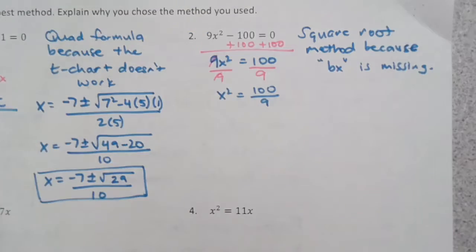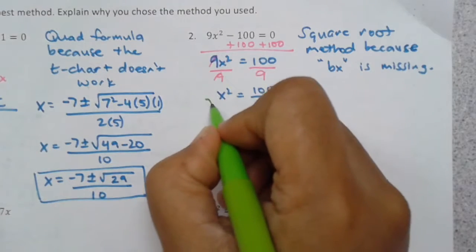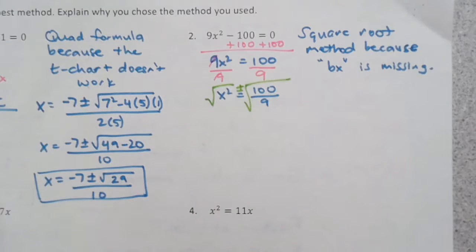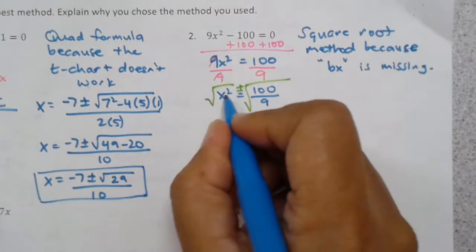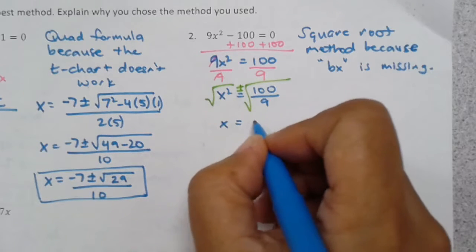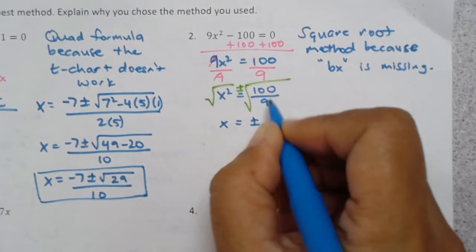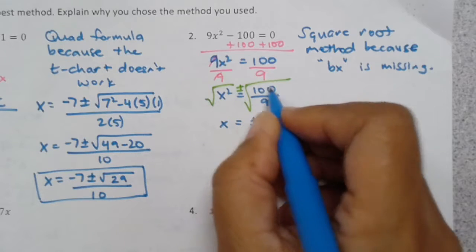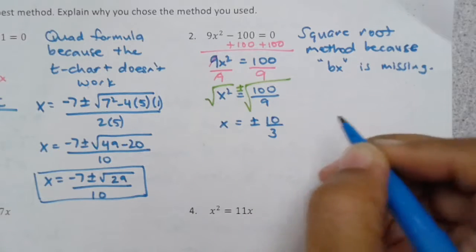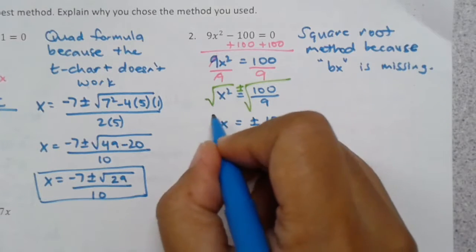Now we get rid of the square. And in order to get rid of a square, we do what's called the square root. And don't forget, you have a plus or minus sign. All right, the square and square root cancel each other out. And then we have plus or minus. And 100 simplifies. The square root of 100 is 10. And the square root of 9 is exactly 3. So that's it. It's simplified.